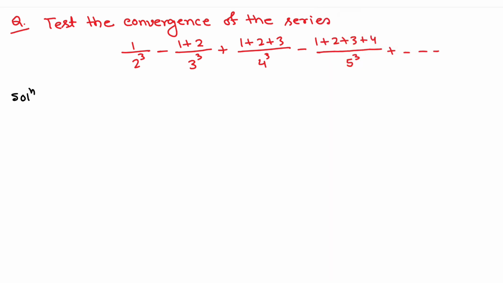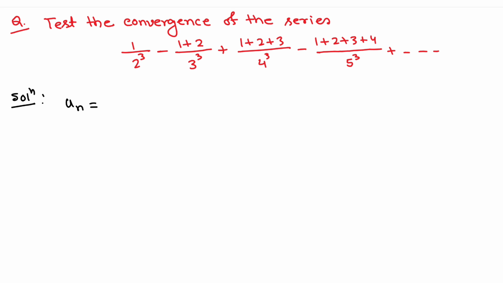Solution. So obviously this is an alternating series, signs are alternately changed. So find out un. What is un? First term containing one number, second term I am calculating the numerator. First term one number, second term two numbers, third term three numbers, fourth term four numbers. So what will be the nth term?